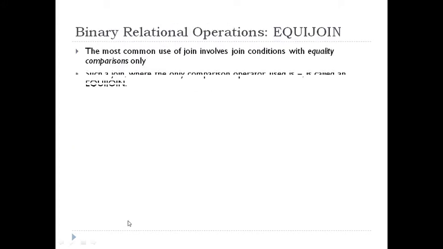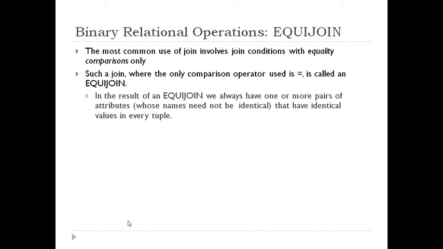Now when you use only the equality operator, okay, only equality comparison, not greater than, less than, greater than or equal to, or less than or equal to, simply you want to see if the attribute values of two relations are the same. Okay, only you are comparing with the equality operator. Then it is called equijoin. So in the condition, you are just using equality comparison.